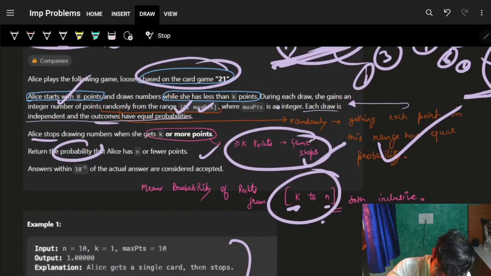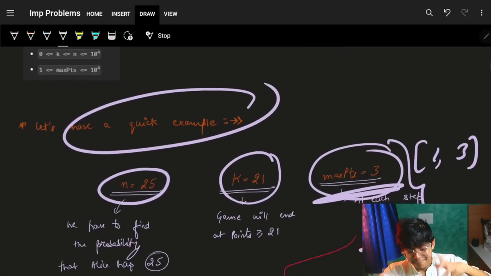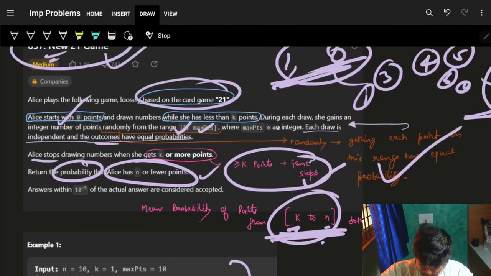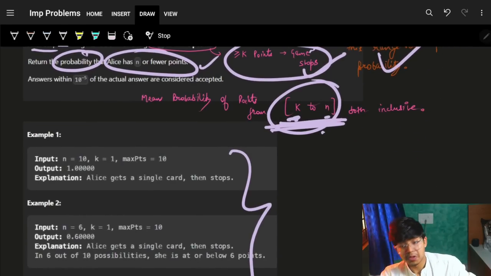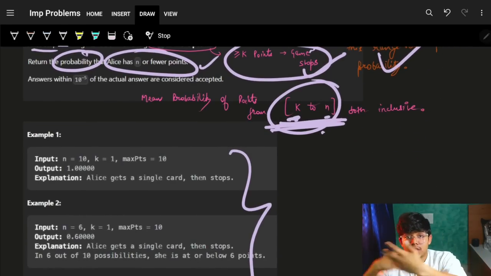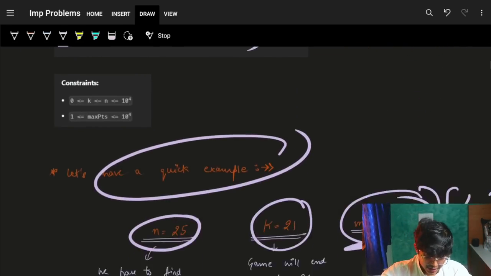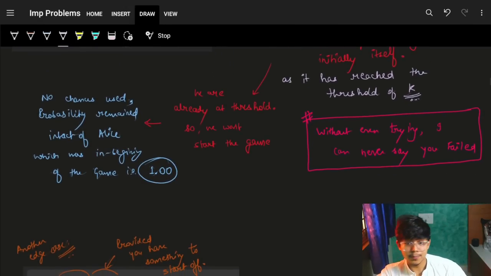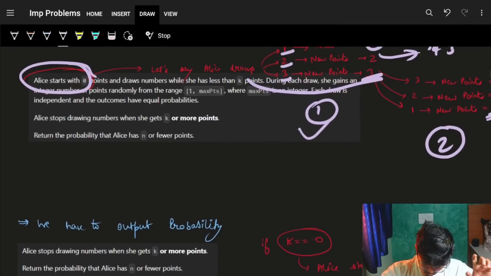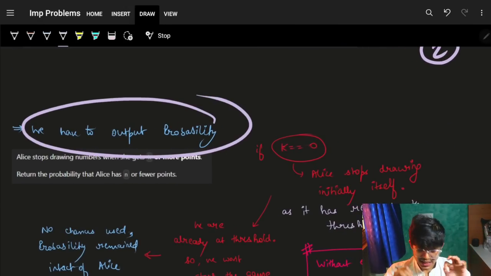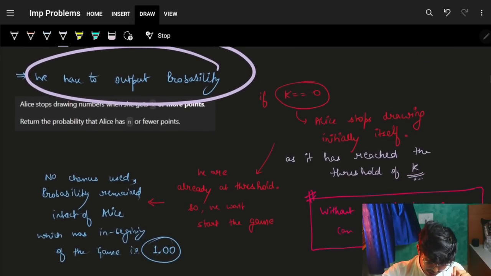I want the probability that Alice has N or fewer points. So basically, I have to find the probability of every point from K to N. So the probability of K plus 1, K plus 2, up till N. For every point, I have to go and check what the probability contribution of that point is. Cool. Now, we have to output the probability.